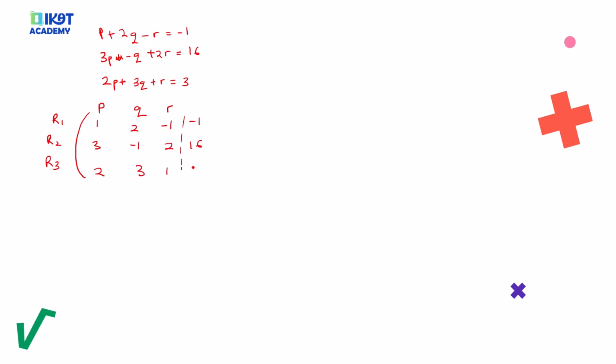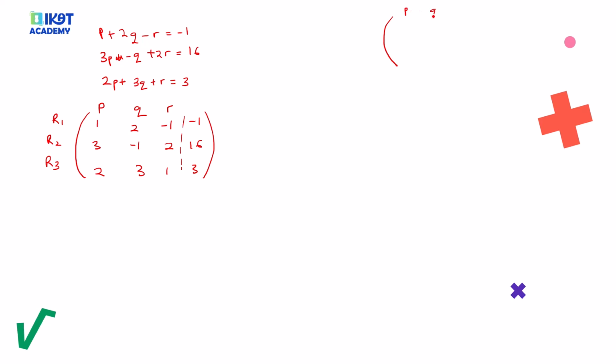Now you should note that you should always ensure that the coefficients are matching. This is P, P, P, this is Q, Q, Q, and never forget to carry the negative sign. Another thing is you should always ensure that you rearrange the equations, in case you need to, so that it's easier for you to pick out the coefficients.